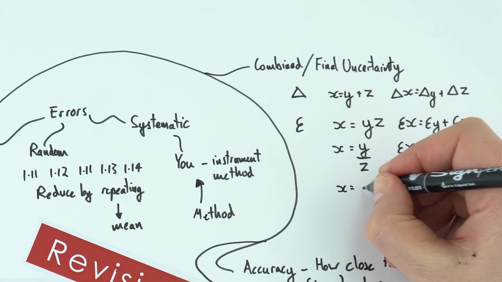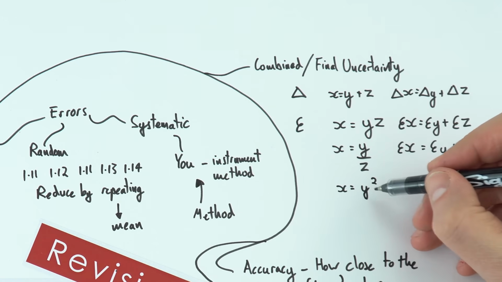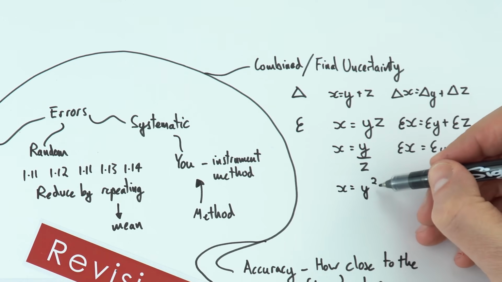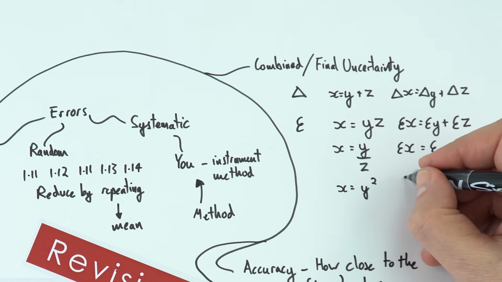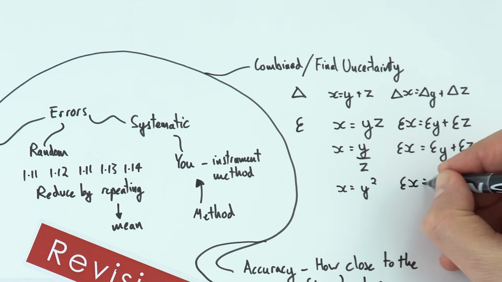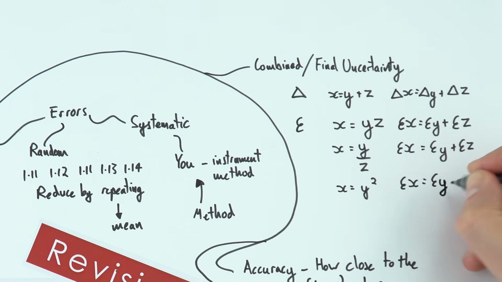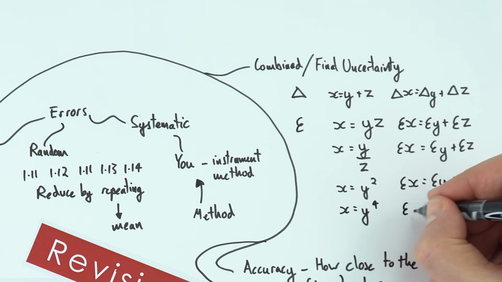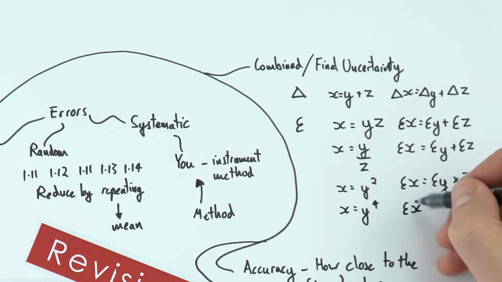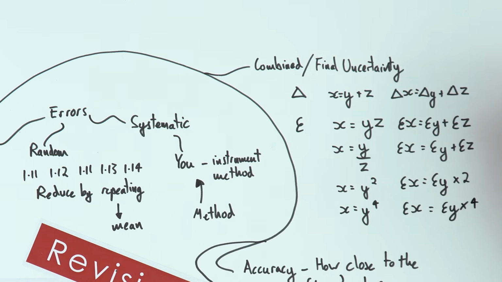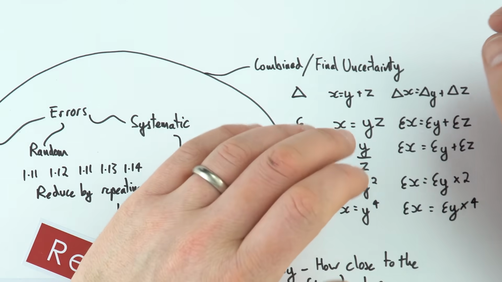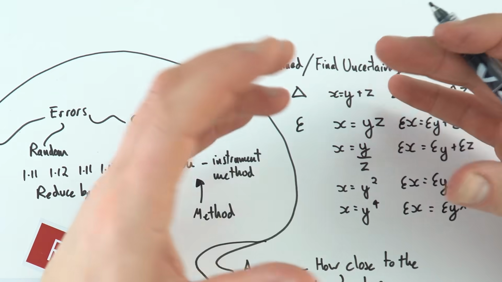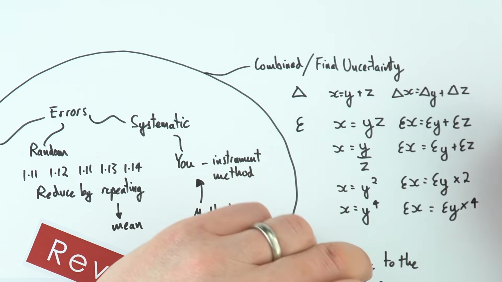If X was equal to Y squared, effectively this is just the uncertainty in Y and the uncertainty in Y again. So here the percentage uncertainty in X would be equal to the percentage uncertainty in Y multiplied by 2. If X was equal to Y to the power 4, the final percentage uncertainty would be the uncertainty in Y multiplied by 4. And if we do this, this just gives us an idea of what the uncertainty might be in that final value.